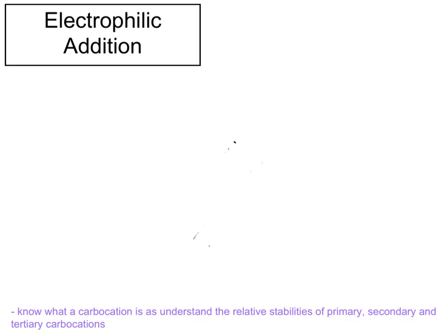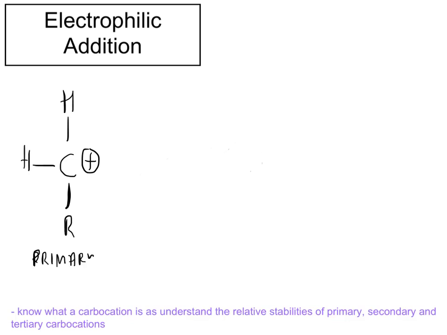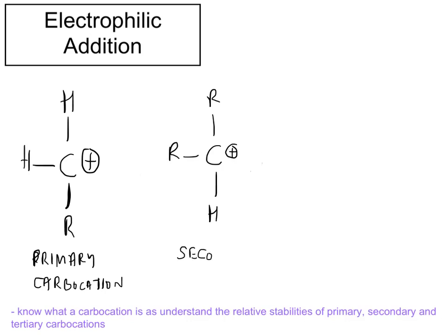Those 3 R groups could be either alkyl groups, or they could be hydrogens. So a primary carbocation is a carbocation that has 2 hydrogen groups and 1 R group. So that is called a primary carbocation. You could then have a positively charged carbon that has 2 R groups on it, and also 1 hydrogen left over. That would be called a secondary carbocation.